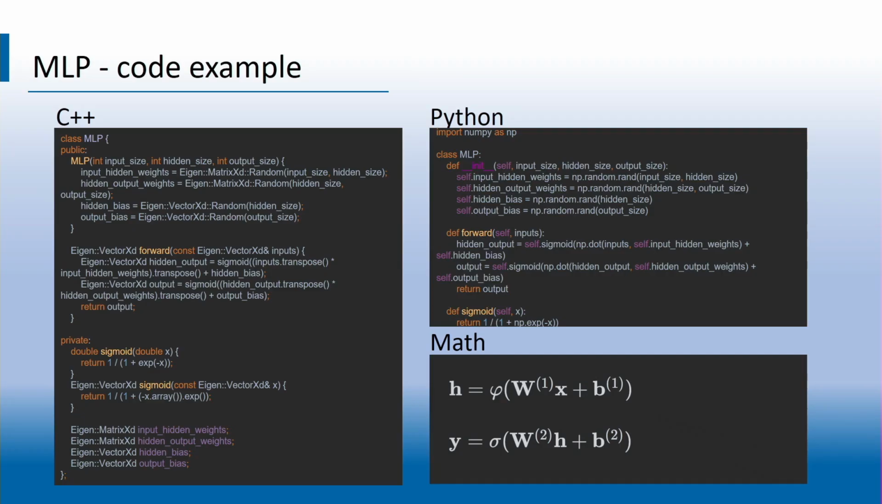Okay, so here we have code for the multi-layer perceptron. You saw that it grew a lot from the single perceptron, but the code is not that much bigger, thanks to the usage of tools and libraries that help us implement the bigger model. Here we have, for example, Eigen and NumPy in C++ and Python, respectively. So we have a much bigger network, but not that much bigger code.